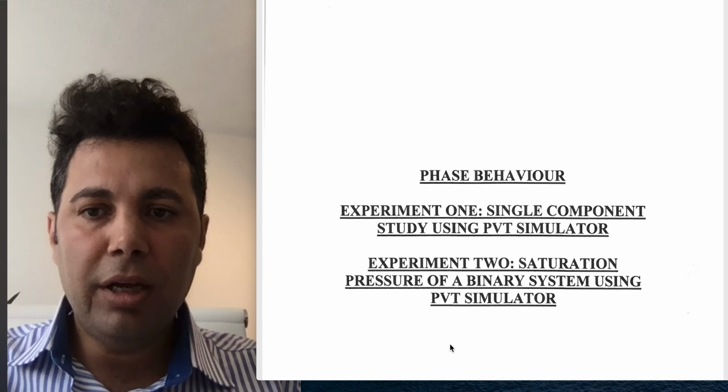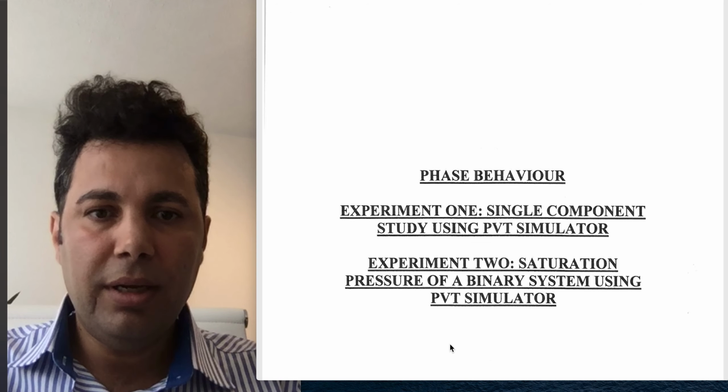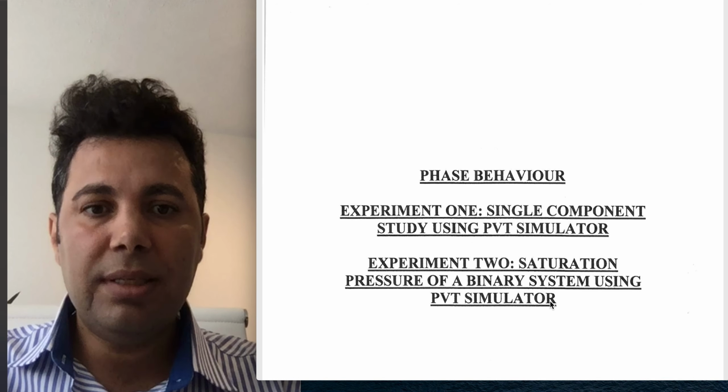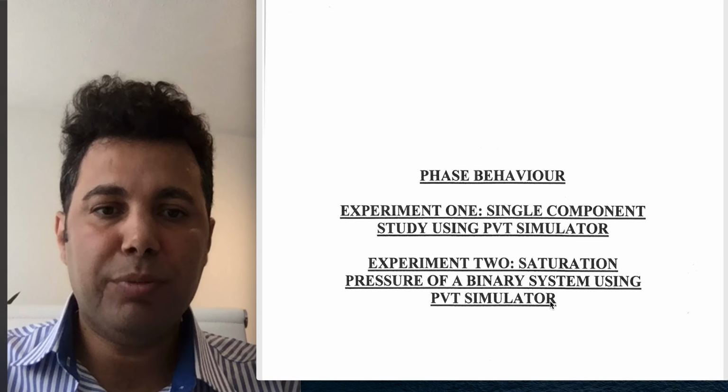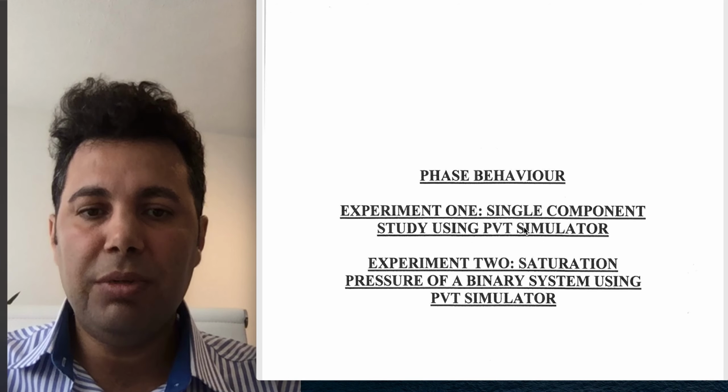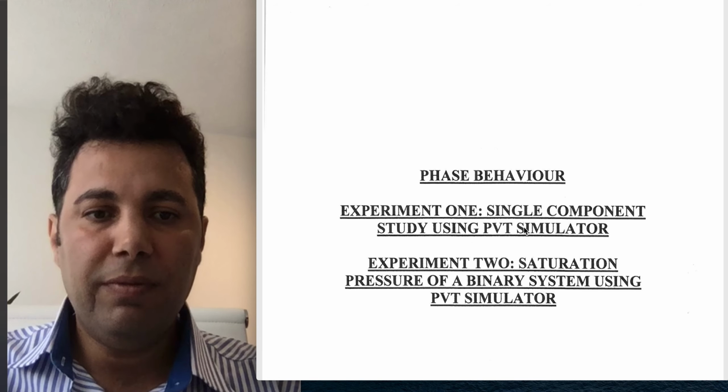Lab report guideline, I already posted the lab manual as well in the eCampus. So this lab manual includes three experiments. The first experiment is a single component study using PVT simulator. That's a CO2 phase behavior.